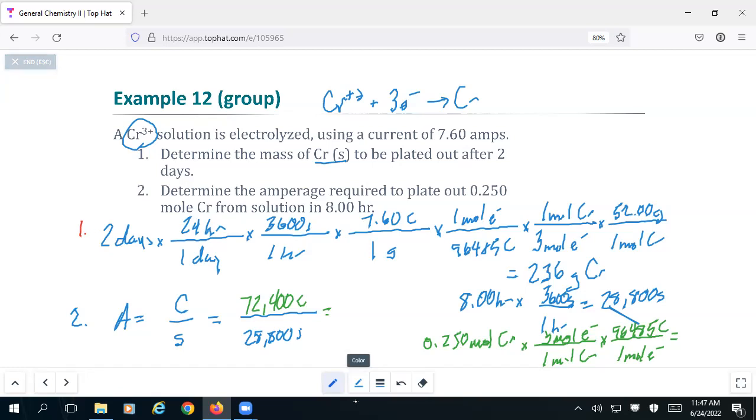So to find the current, the charge per unit time, 72,400 divided by 28,800, to 3 significant figures, would be a 2.51 amp current. So ultimately, that's what we'd be looking at here as our current.